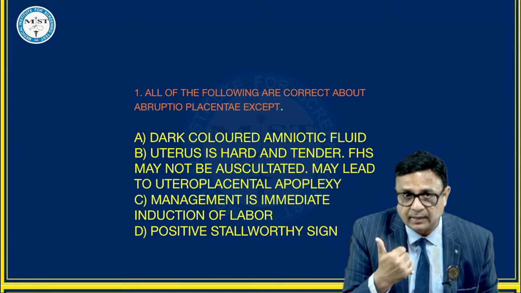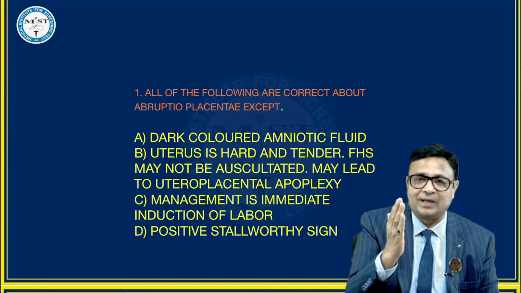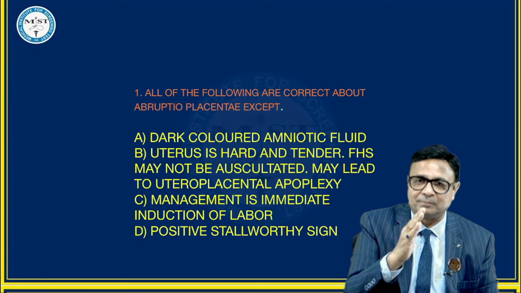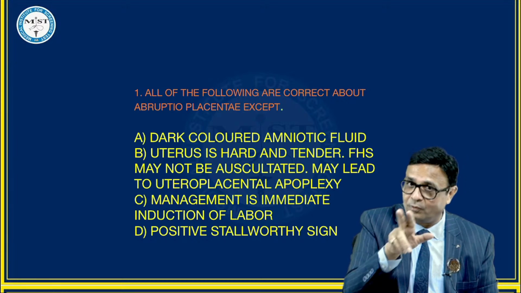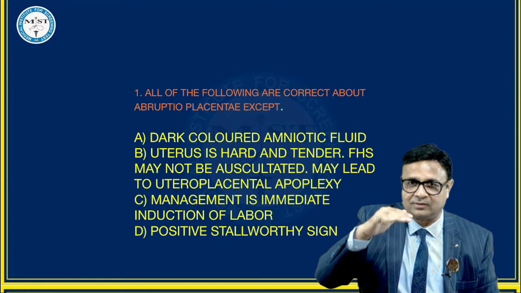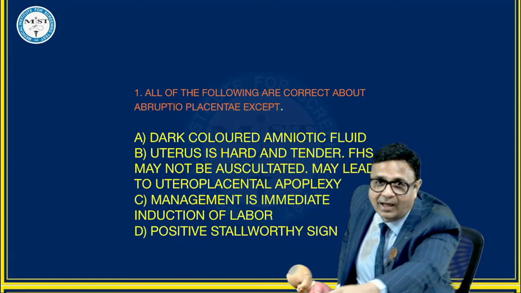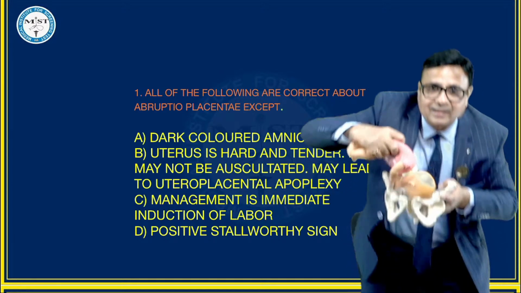Let's have a look at option D: positive Stallworthy sign. Stallworthy sign is seen in type 2 posterior placenta previa, type 3 posterior placenta previa, and type 4 posterior placenta previa. What is this Stallworthy sign? I would like to demonstrate it to you. If the fetal head is pushed into the pelvis, the fetal heart rate drops, and as soon as the pressure is released, the fetal heart rate becomes normal.